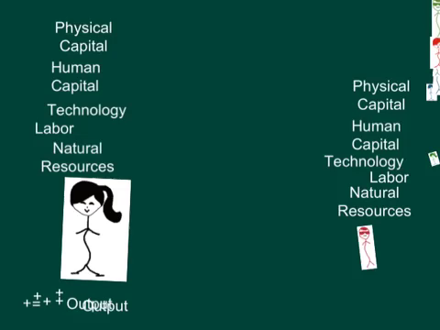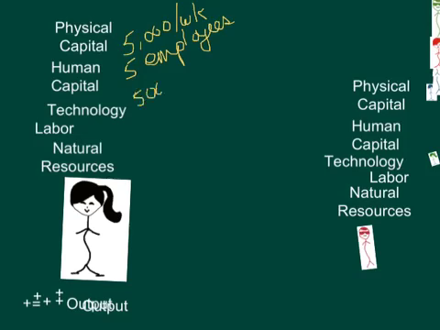Another thing we want to take a look at here is output per person. So let's say that Jane is producing 5,000 gallons per week, and she's got 5 employees. So she's producing, every week, 1,000 gallons per person. So 5,000 divided by 5 equals 1,000 gallons per person.